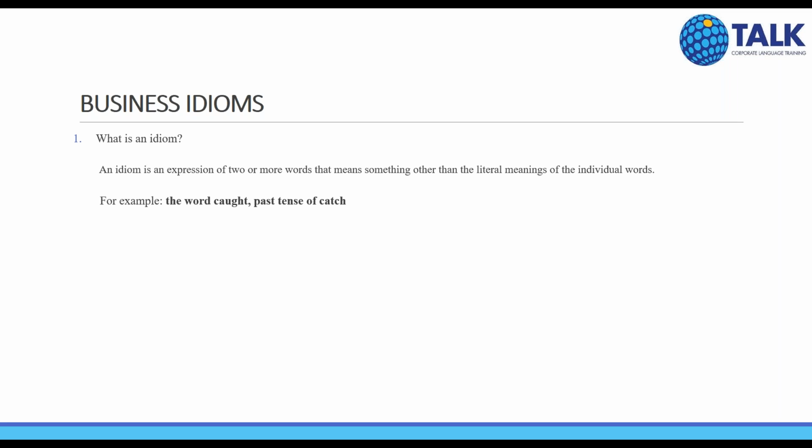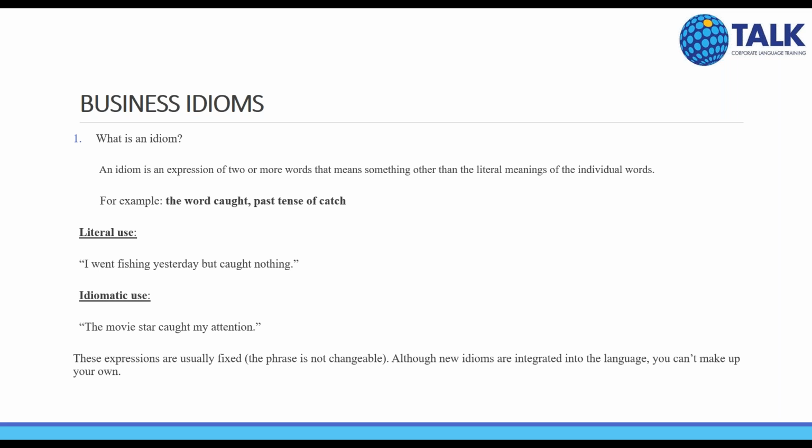Anyway, now, for example, under the literal use of a word, let's use catch. The past tense of catch is caught. So the literal use could be something like, I went fishing yesterday, but caught nothing. Now, the idiomatic use of the same word might be, the movie star caught my attention. Now, we actually didn't catch anything. I mean, you can't physically catch attention, but the fact is that we use that to say, hey, I noticed somebody. Somebody stood out. So, caught my attention.